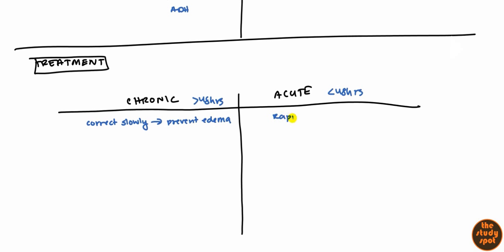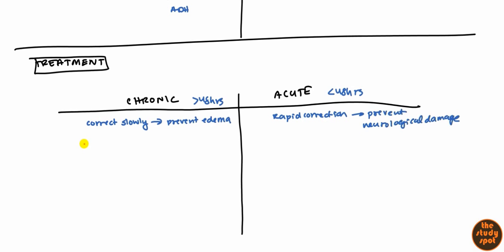Whereas in acute, you want to do rapid correction because the brain hasn't adjusted to the high sodium, and so you want to try to prevent any neurological damage from occurring, if it hasn't occurred already. So the treatment, you can tell, is very different whether it's chronic or acute.